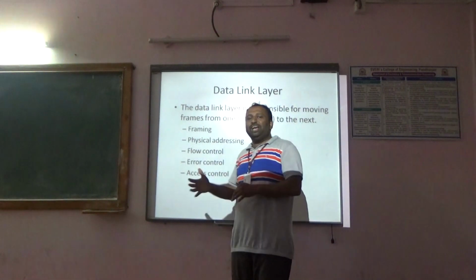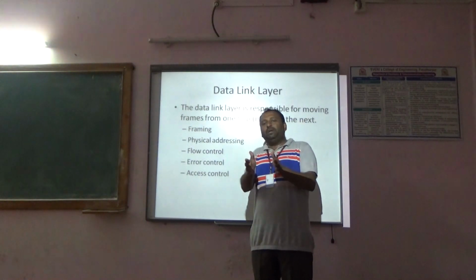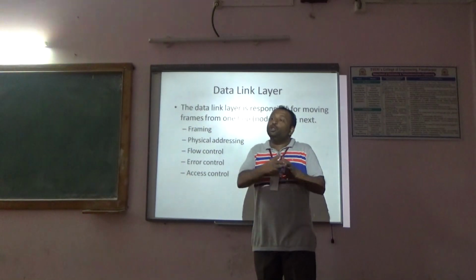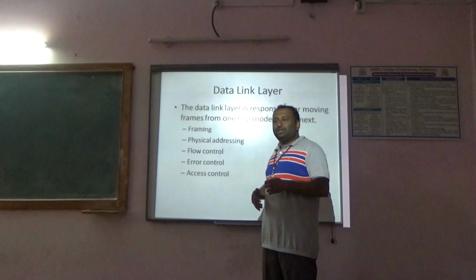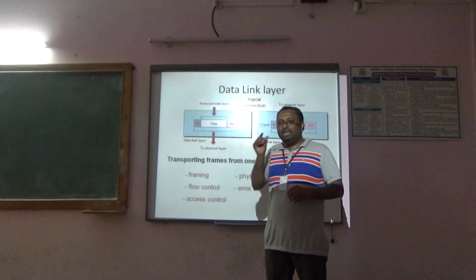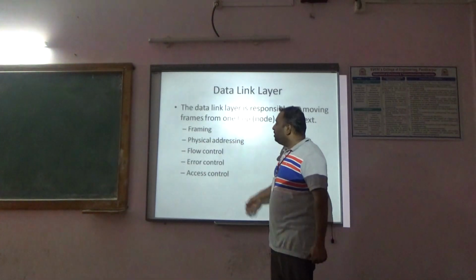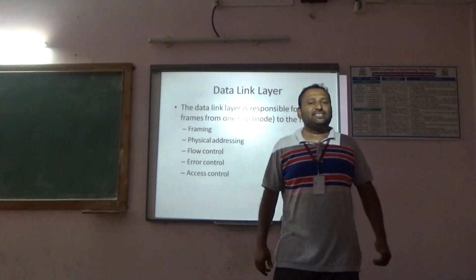If there is a frame of 8-bit data, identifying an error in 8 bits will be much easier than identifying an error in thousands of bits that we are transmitting at the physical layer. So at the data link layer we go for framing and we select the framing as per the number of bits, and therefore it becomes easier to control the error. And lastly is nothing but the access control.